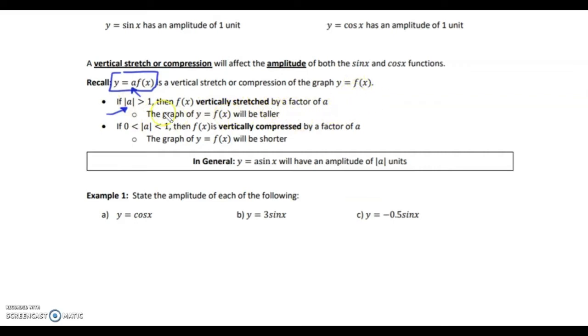And that means that the graph will be taller. And if it's a fraction, in other words, between 0 and 1, then it's vertically compressed by a factor of a, and then the graph will be shorter. Okay, and then in general, for sine x and cos x, when we have this a here, we have an amplitude of a units. This always has to be positive.